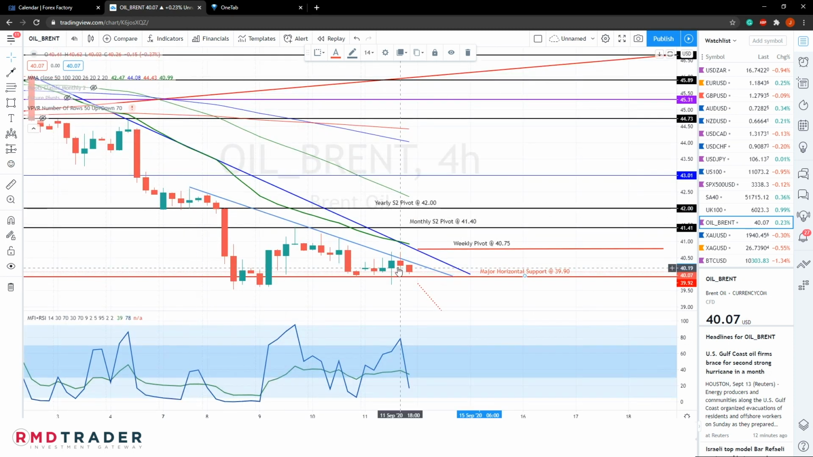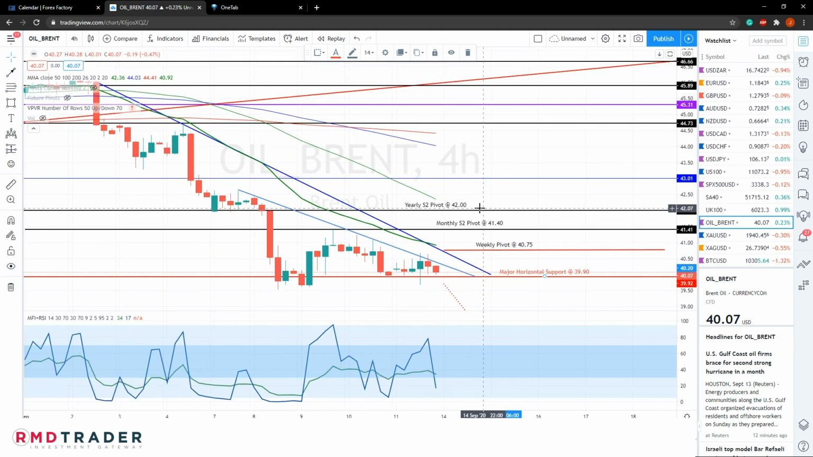Also, in the scenario where we see a correction and manage to close above the weekly pivot, firstly at $40.75, I think we will probably see $41.40 being our monthly S2 pivot being tested, and perhaps even the yearly S2 pivot at $42, also coinciding with this 4-hour 50 SMA.